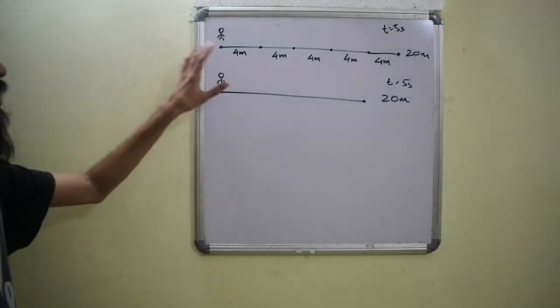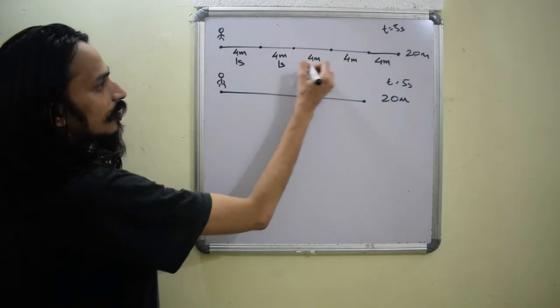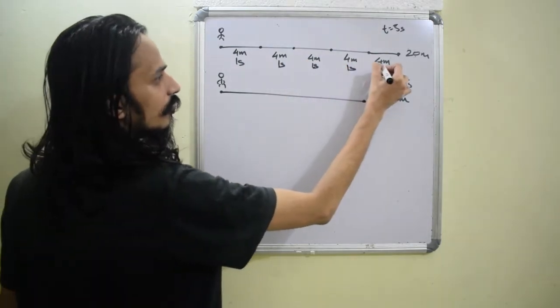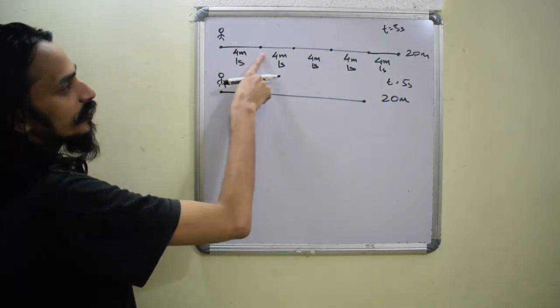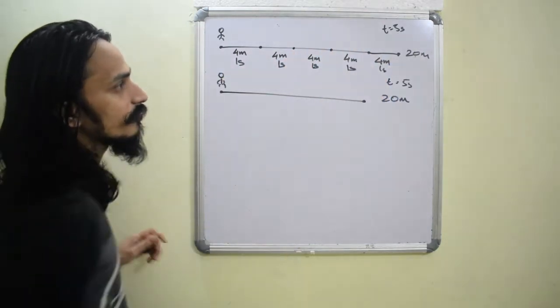Now if you see, this person has taken 5 seconds. I have shown you where it starts. A to B is 4 meters in 1 second, B to C same.